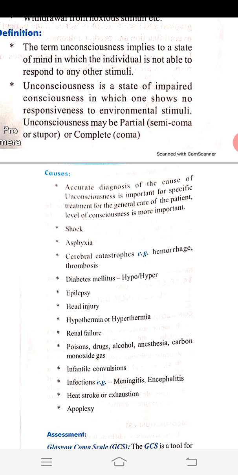Then the epilepsy condition also develops the unconscious stage. People with epilepsy have recurrent seizures. When epilepsy or a seizure occurs, there is a disturbance of the electrical activity of the brain.